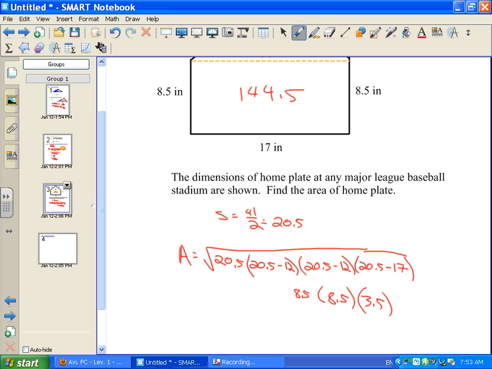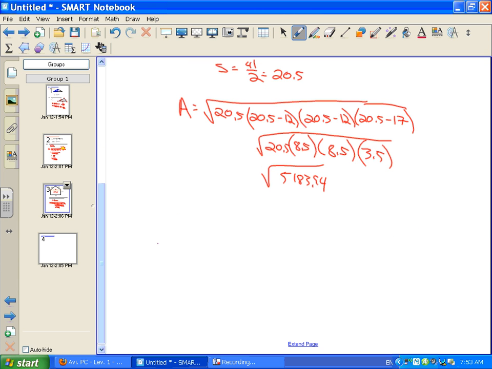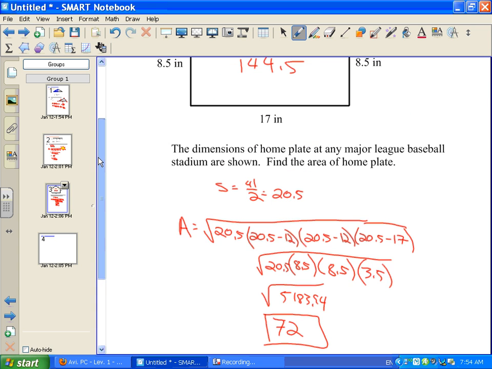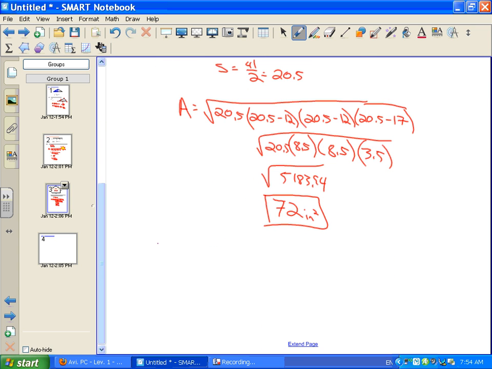And then another 8.5. And then I still have this 20.5 out here. And I have to take the square root of all of that. So 8.5 times 8.5 times 3.5 times 20.5. So this is the square root of 5,183.94. No, actually, it's 71.9996. So 72. And this one was inches, so inches squared.